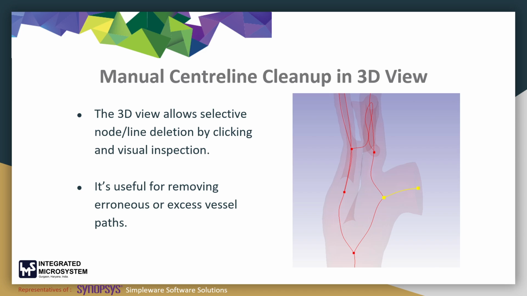In addition to deletion, you can also adjust node positions, extend or reconnect branches, and even split or merge segments if needed. In summary, manual 3D centerline cleanup is an essential finishing step for high fidelity vascular models, especially in cases involving complex or custom patient anatomies. It ensures your model is not just anatomically correct, but also simulation ready, device compatible, and visually optimized.